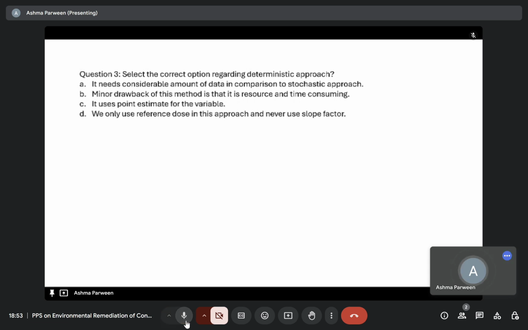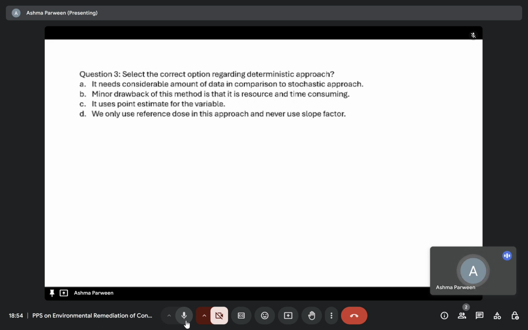So let's see which is the correct option. The first is it needs considerable amount of data in comparison to stochastic approach. No. The data required for deterministic approach is less as compared to stochastic approach. Next is a minor drawback of this method is that it is resource and time consuming. No, it is not that much resource and time consuming.